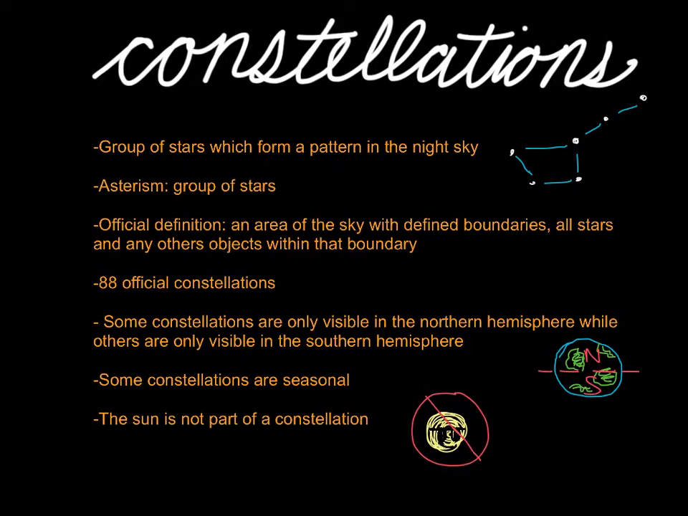And some constellations can also be seasonal, so some you can only see in the summer, spring, winter, fall. And the sun is not part of a constellation on Earth that we know, but it could be part of one from another planet.